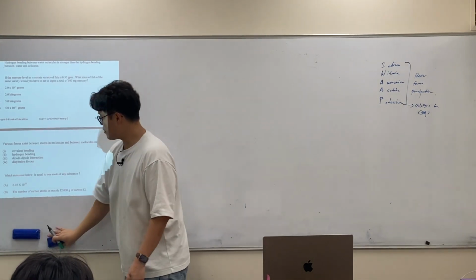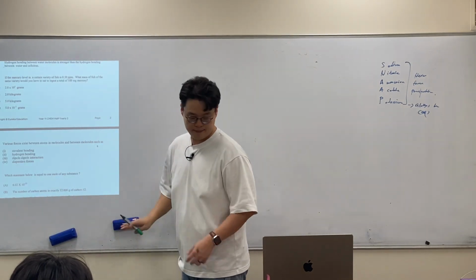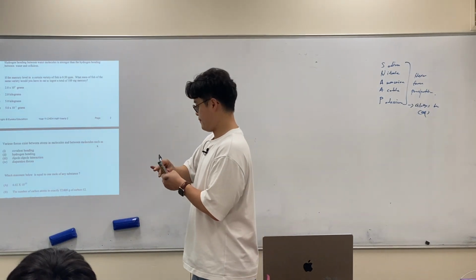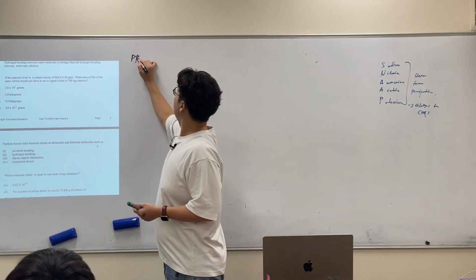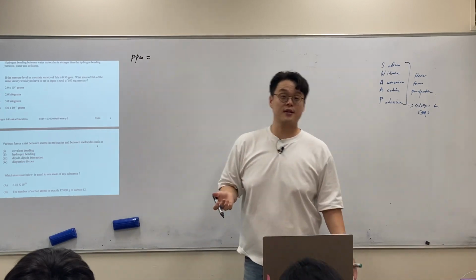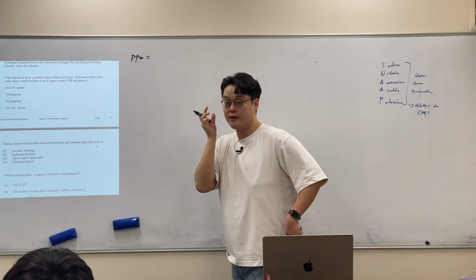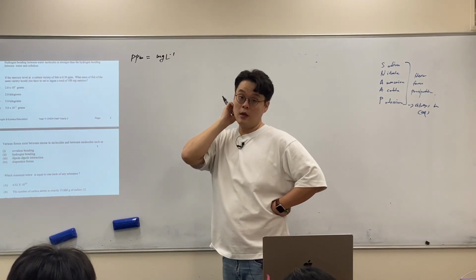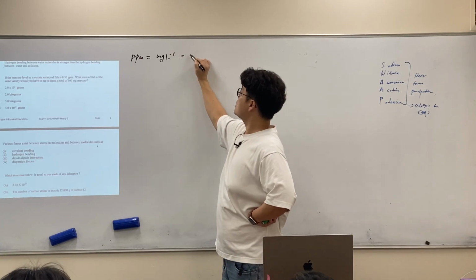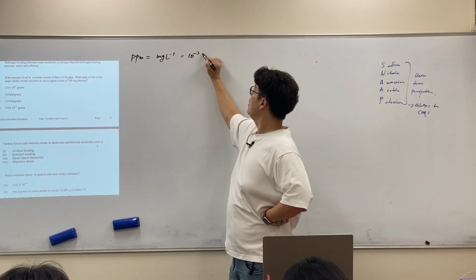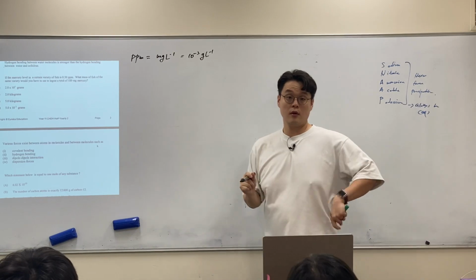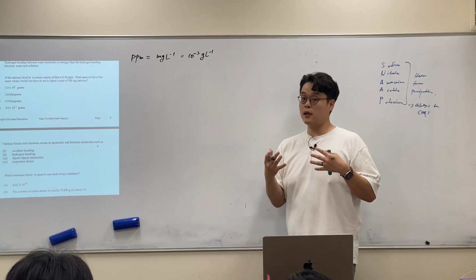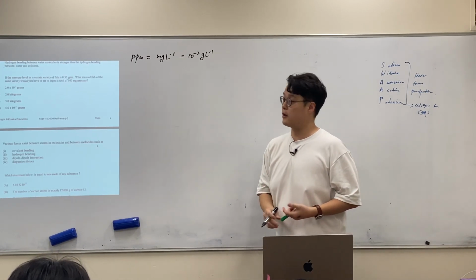Hannah, what's the ppm? Parts per billion, how to find that? I told you to memorize this because you will get it. Joanne, ppm? Milligrams per liter. That's how we found it. So in terms of grams, that's the same as 10 to the power minus 3 grams per liter too. ppb, parts per billion, would be micrograms per liter in that case.